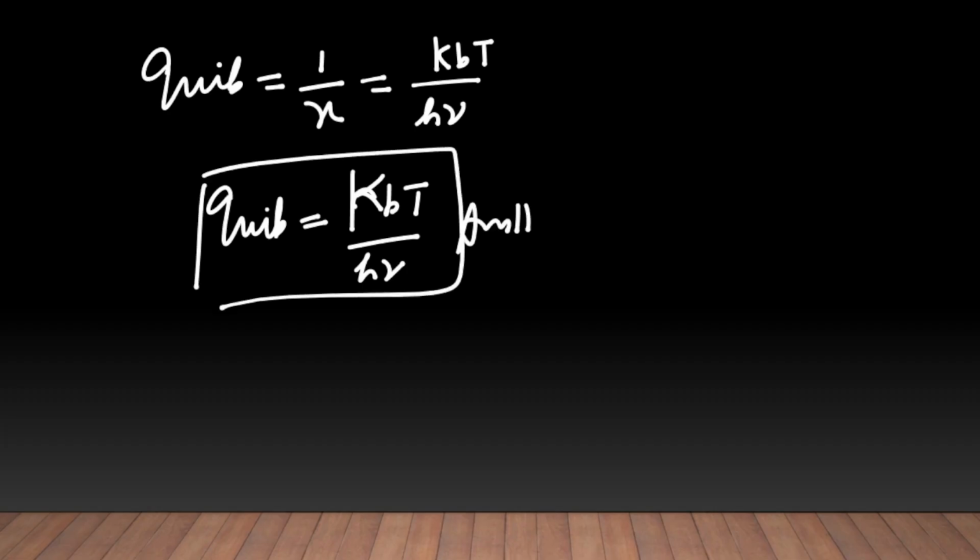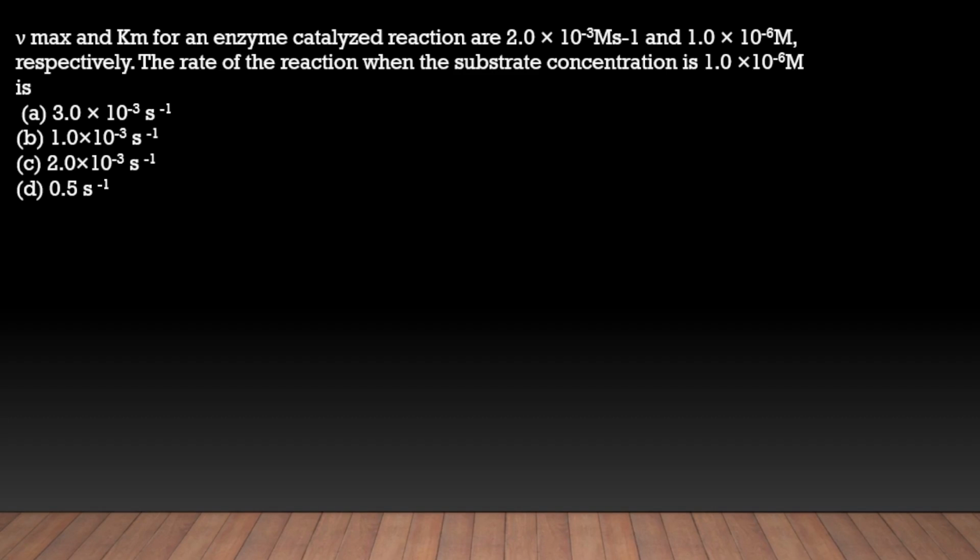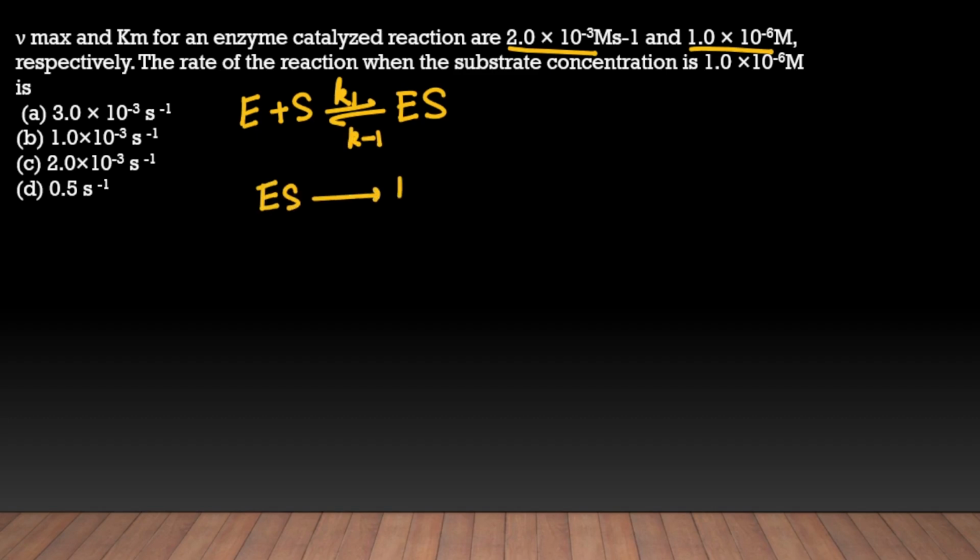Okay, now moving on to the next question. It says Vmax and Km for an enzyme catalyzed reaction. Vmax means the Rmax value is given to us, and the Km value is this much respectively. The rate of reaction when the substrate concentration is this one. We have an enzyme catalyzed reaction where the enzyme plus the substrate are in equilibrium with ES, with rate constants K1 and K inverse. In the second step, ES gives us the product P with the rate constant K2.